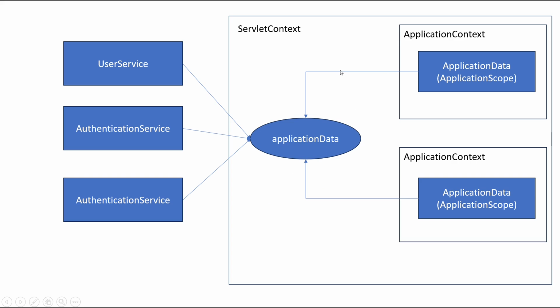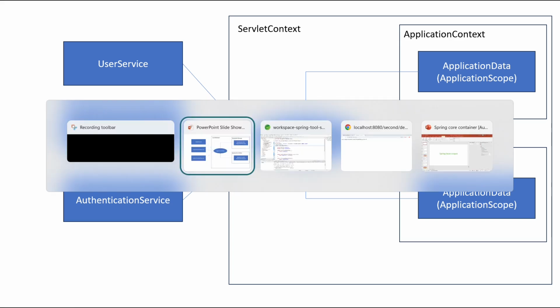So a singleton object is a single instance per container, whereas application scope is a single instance per servlet context. Singleton is a single instance per application context. Application scope is a single instance per servlet context. That means only one application scope object will be there for each web application, that is the servlet context, right? So this is what we need to understand. So we will see it in practical. Let's get into the IDE.